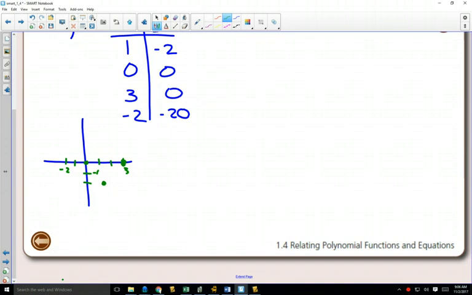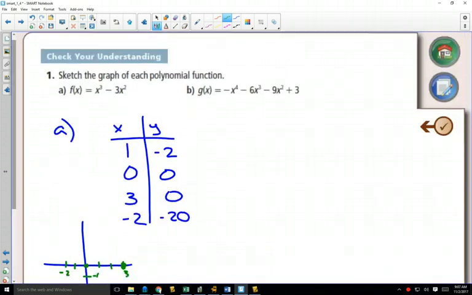So now we've got a couple of points. We can also use our end behavior, because that's something that we've learned. What kind of function is this? It's an odd function, because the highest degree is odd. The leading coefficient is positive, so our end behavior is going to act like a line.